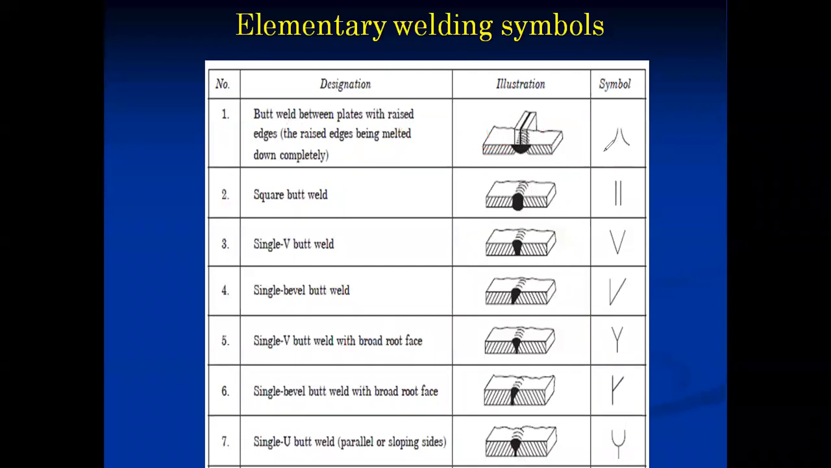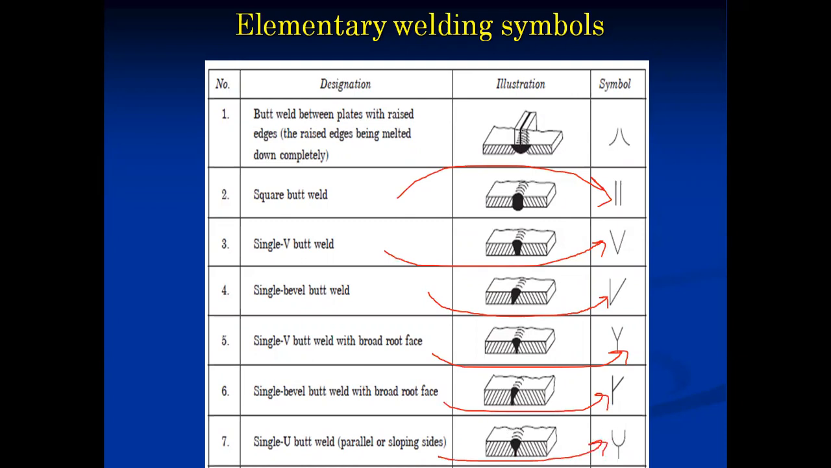So butt weld, now this symbol. Square butt weld, two vertical lines. Single V butt weld, V symbol, capital V. Single bevel butt weld, one straight line, one inclined line. Further, single V butt weld with broad root. All these symbols you have to remember. I will not tell anything else, only these symbols you have to remember.